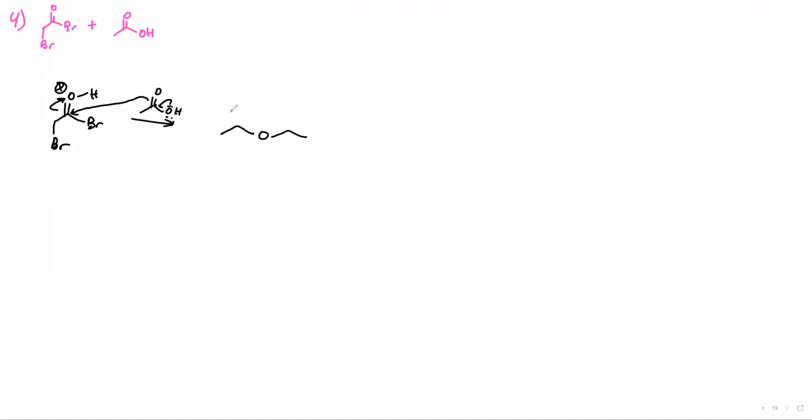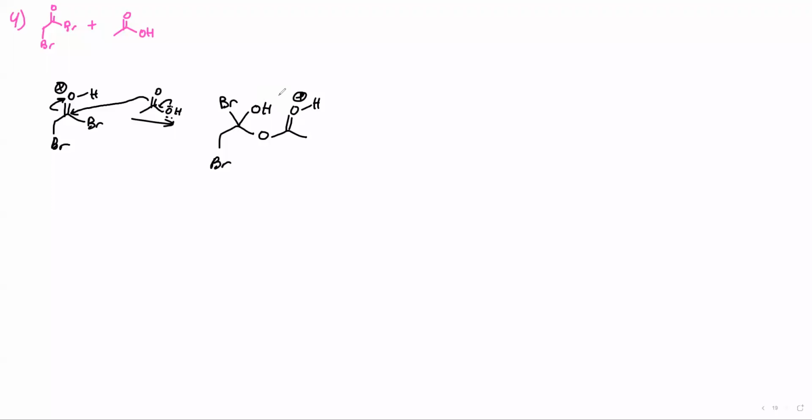Now bear with me here. Things are going to get a little messy. This is the alpha bromo part. And then this here is going to be the carboxylic acid that just attacked. Okay, so now we have that oxygen there. So we've prepped the oxygen.